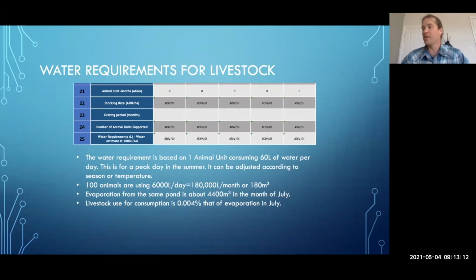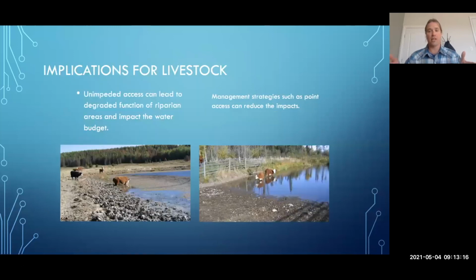And so it just puts into context the amount of water in relation to climatic demands that livestock use. And this doesn't account for other implications that livestock can have on water that can also increase evaporation. There's not always a direct link between what livestock are drinking and what their implications are on the landscape. And that's also acknowledged by identifying what ponds are at risk.